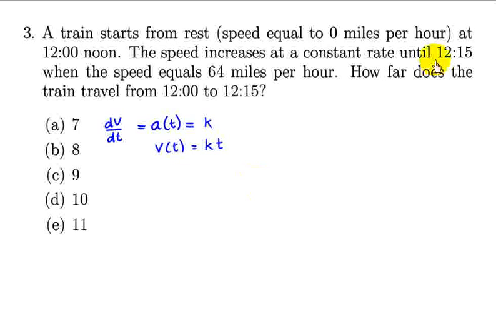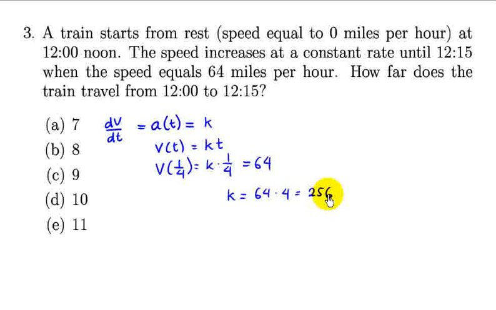Now, on the second statement, it is given that the speed increases at a constant rate until 12:15, when the speed equals 64 miles per hour. So let us set up that the time is given in hours. So 12:15 means 1/4 hour after 12 noon. So the statement says that when t equals 1/4, v equals 64. So v of 1/4, which is k times 1/4, equals 64. Now solving for k, k equals 64 times 4, which is 256.